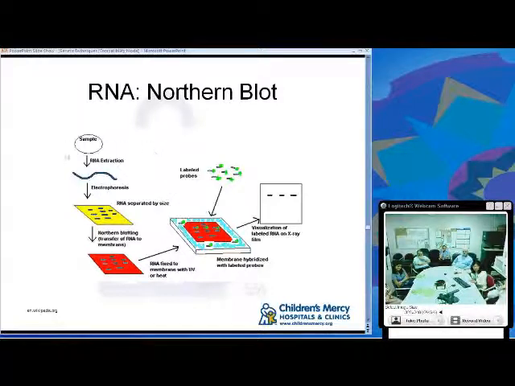With the northern blot, we have our sample, but now we're extracting RNA instead of DNA. The RNA is separated by size, again by electrophoresis. We want to make a permanent picture of that RNA, so we transfer it to something stable, fixing it to a membrane. Then, if we want to look for specific RNA species for a particular message, we use a labeled probe, and again visualize this on X-ray film.